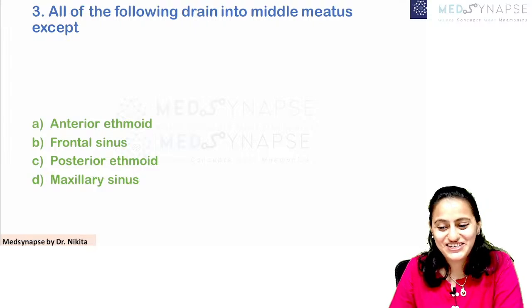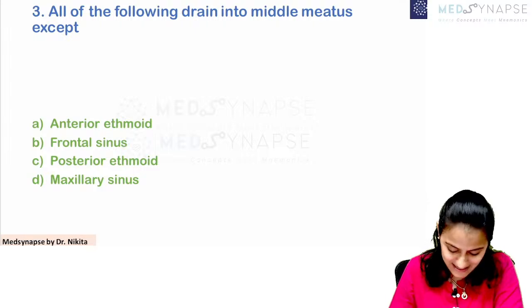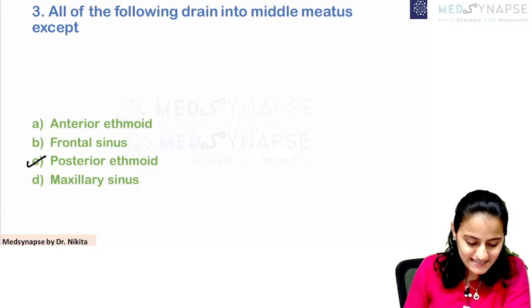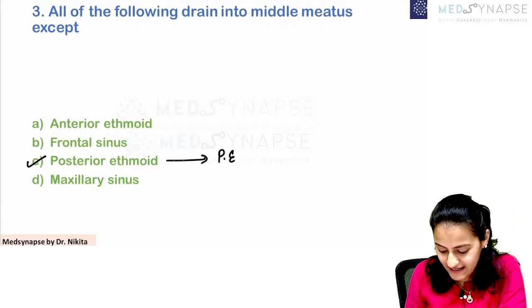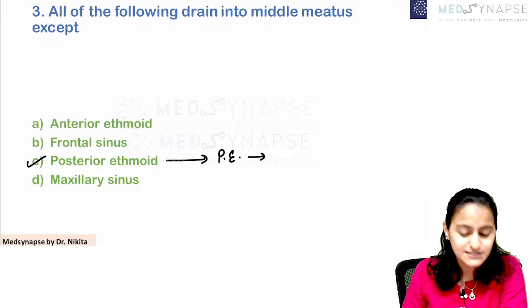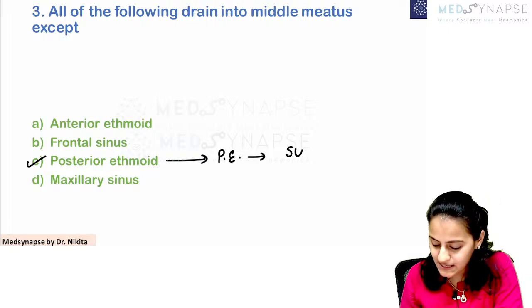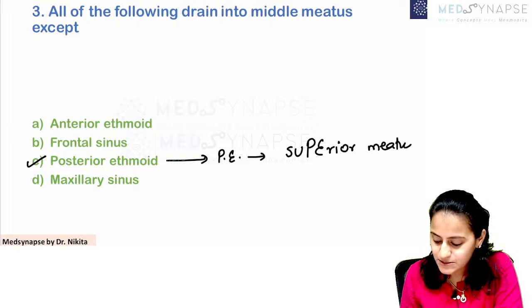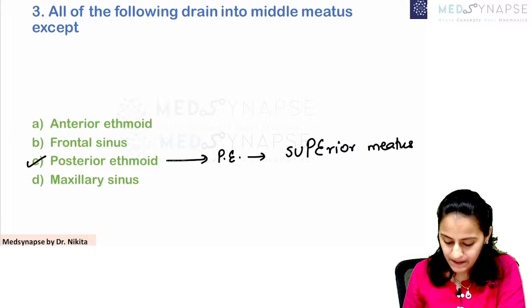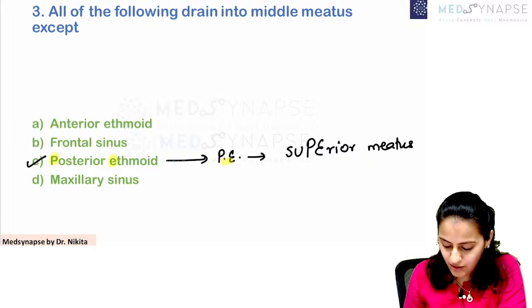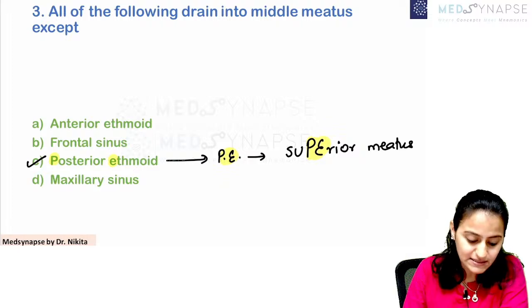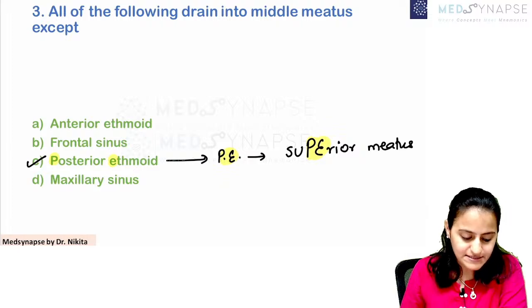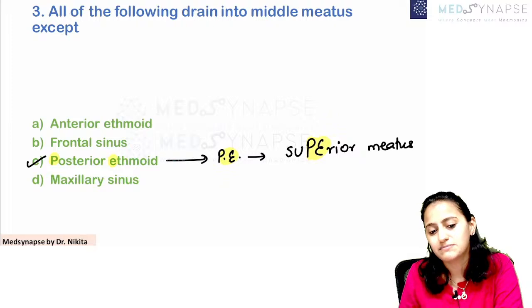Very good. So she knows all the mnemonics on the tip of the tongue. Amazing. That is the posterior ethmoid. Absolutely right. Where does the posterior ethmoid, the PE, drain into? Remember, the PE drains into the PE wala meatus, that is the superior meatus. Okay, that is the superior meatus.